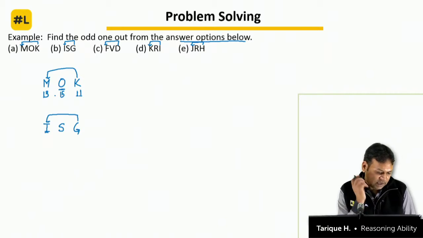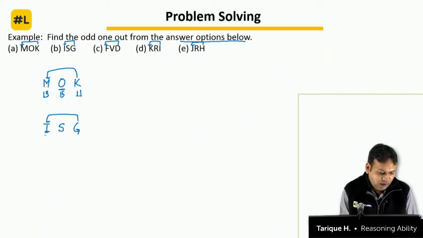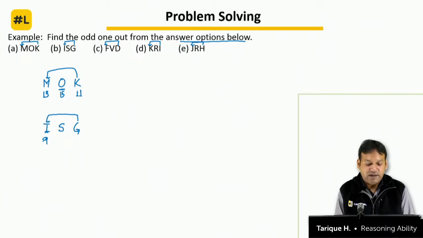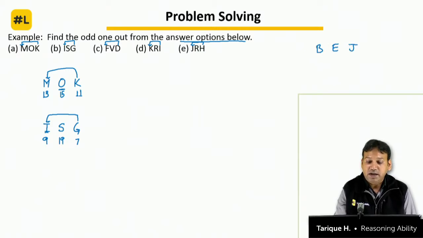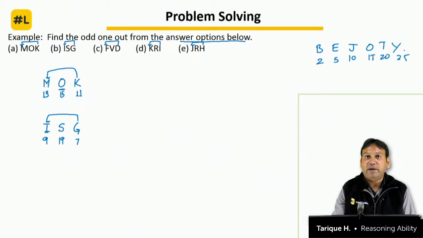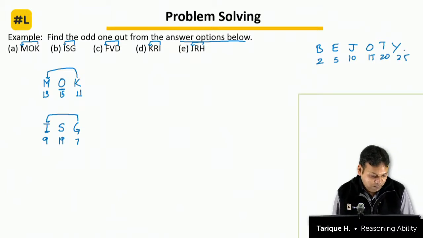Okay, let's look at I, S and G also. I is the 9th letter because J is 10th, and G, E is 5, so G is 7. And S is 19 because T is 20. I am using the sequence BJOT, which I have already discussed with you in the previous session, where B is 2 and the others are 5, 10, 15, 20 and 25. So that's how I am getting the positional value quickly.